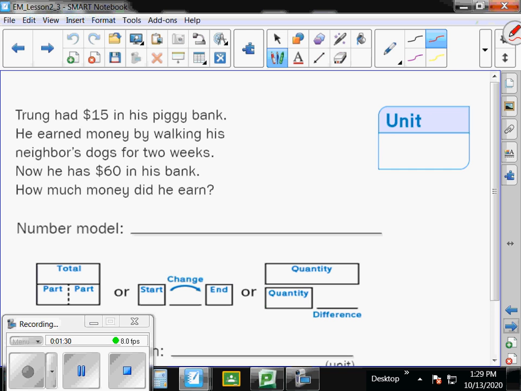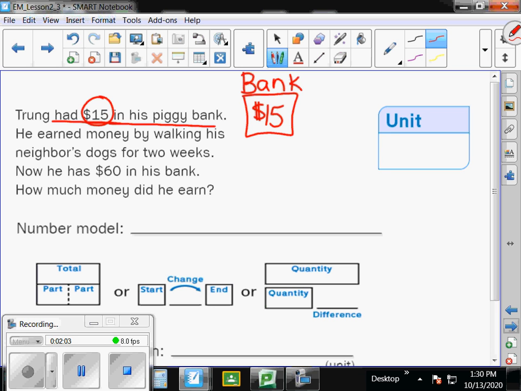It says that Trong had $15 in his piggy bank. He earned money by walking his neighbor's dogs for 2 weeks, and now he has $60 in his bank. How much money did he earn? So I'm going to read it again slowly, but I'm going to start drawing pictures of what I know. I see that it says Trong had $15 in his piggy bank. So I know this is going to be something important. I'm just going to simply draw $15, and I'm just going to put it in a box, and I'm just going to say bank. Okay, this is what he had in his bank.